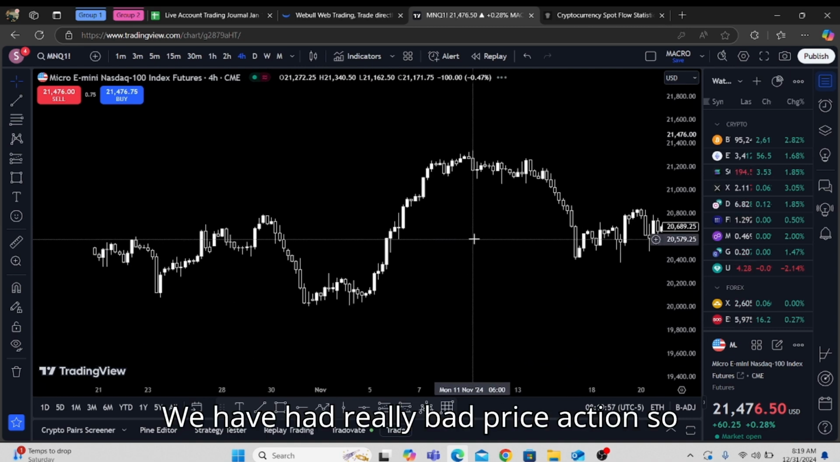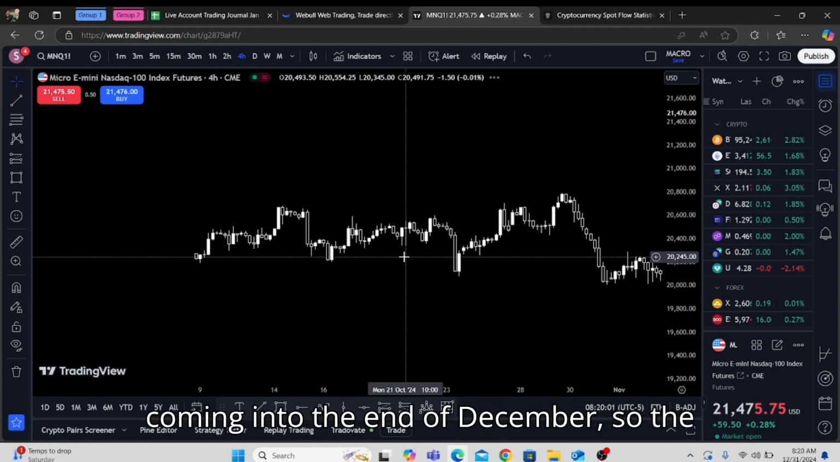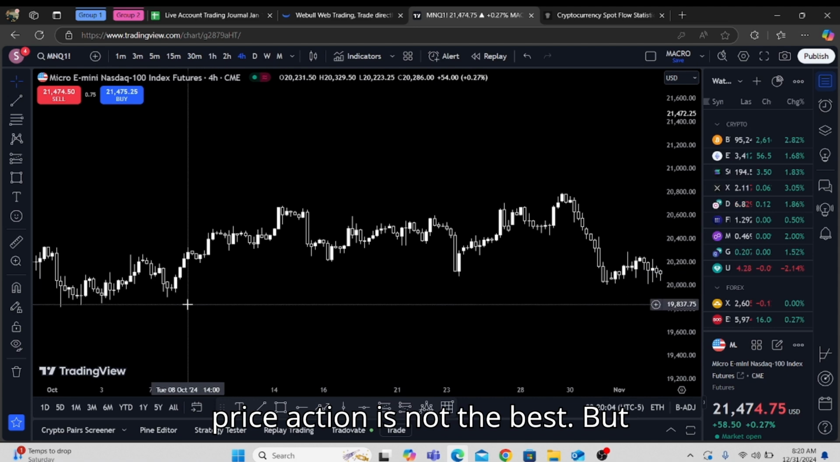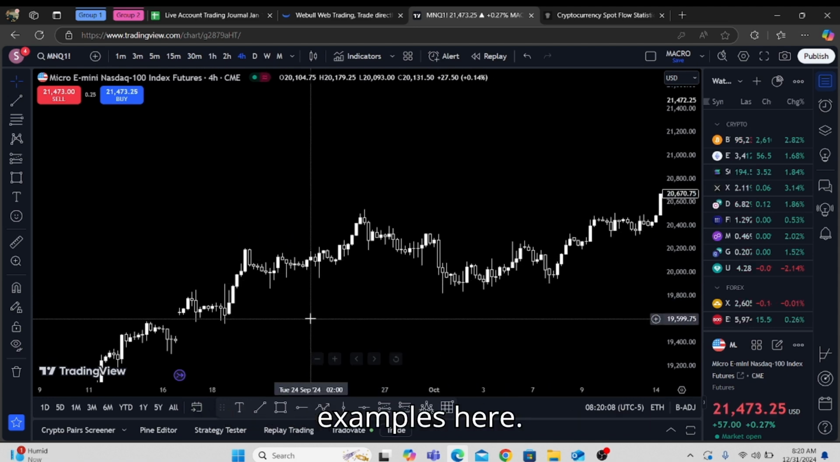We have had really bad price action so far because we're coming into the end of December, so the price action is not the best. But let's see if we can find some more examples here.